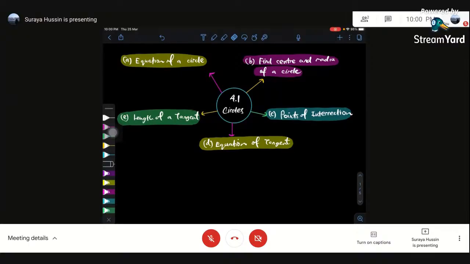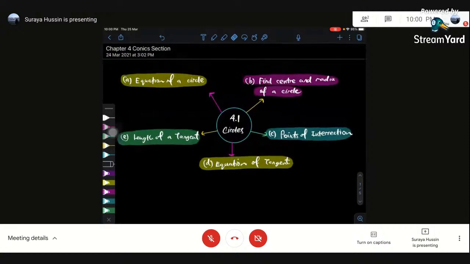So let's start now. So welcome to chapter 4, Conics section. 4.1, kita ada 3 subtopik. 4.1 adalah circles. 4.2 adalah ellipses. 4.3 adalah parabolas. Okay, that will be tomorrow. For today, we will learn 4.1 circles dan kita mempunyai 5 perkara dalam 4.1 circle ini.